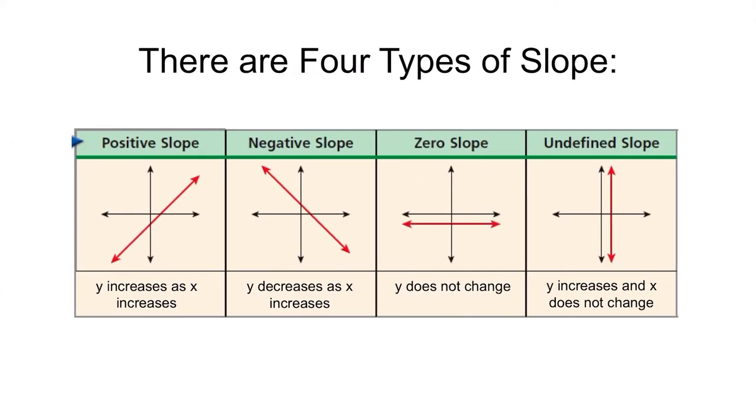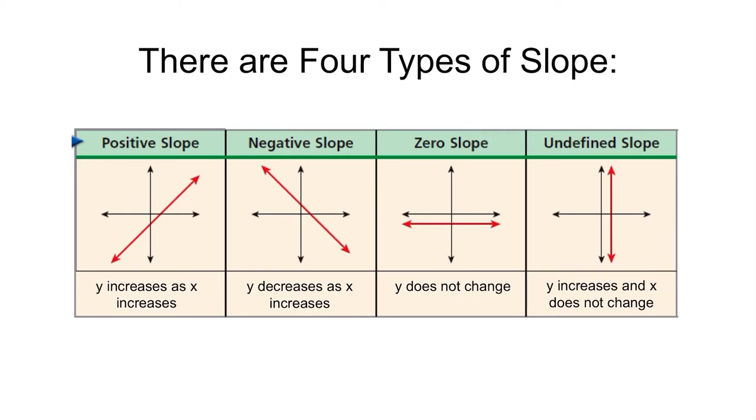So there are 4 types of slope. If a graph looks like it's going up as you look from left to right, it has a positive slope. That is because y increases as x increases. If you look at a graph and it looks like it's going down as you look from left to right, it has a negative slope. That is because y decreases as x increases.